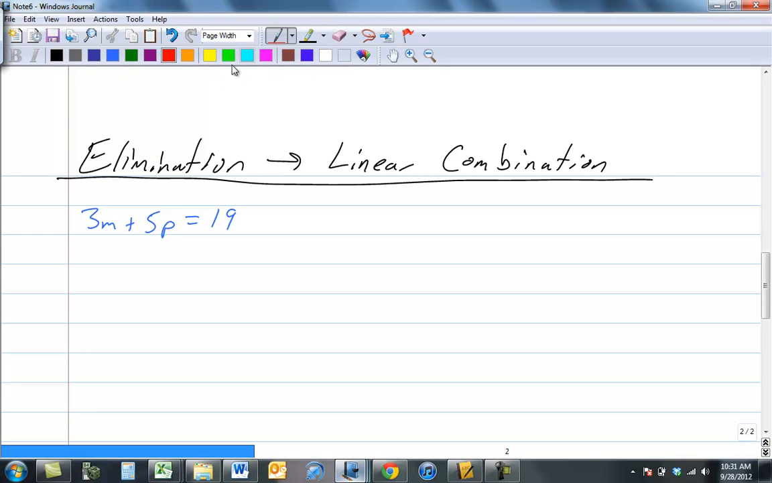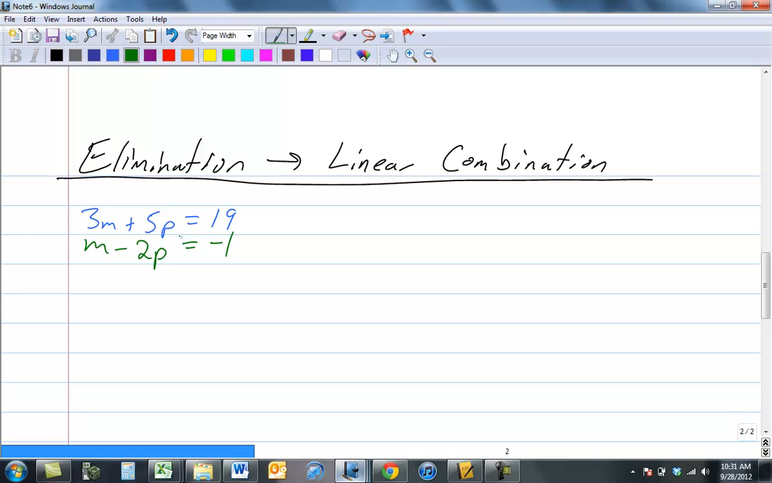Let's go with, is there a better color? I'll go with green. M minus 2p is negative 1. Elimination. The whole point of elimination is to add these two equations up so that a variable eliminates. But as it is right now, a variable will not eliminate.